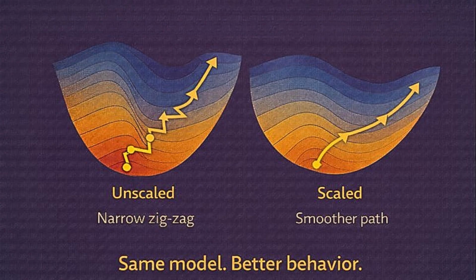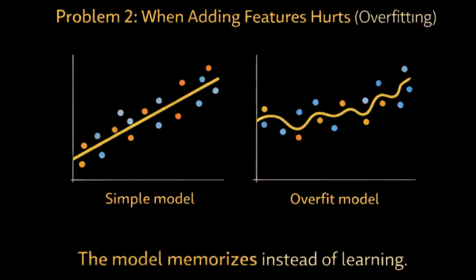Now let's talk about a different problem. Sometimes adding more features makes training errors smaller, but predictions worse. This problem is called overfitting. The model starts memorizing the data instead of learning patterns.